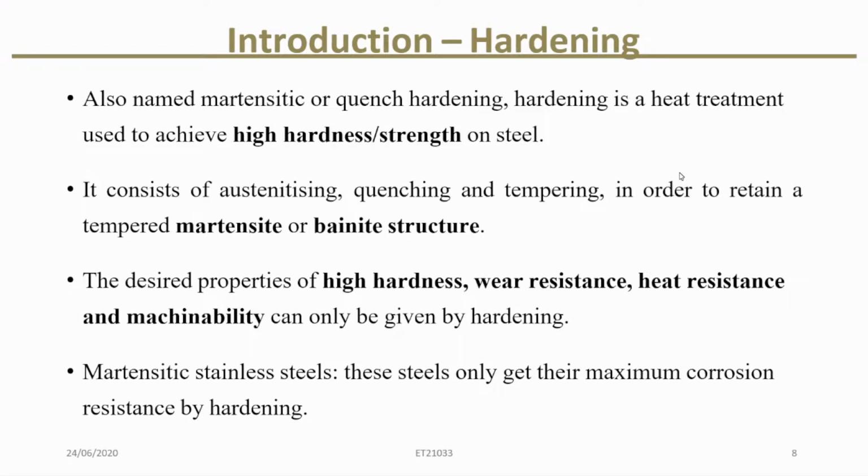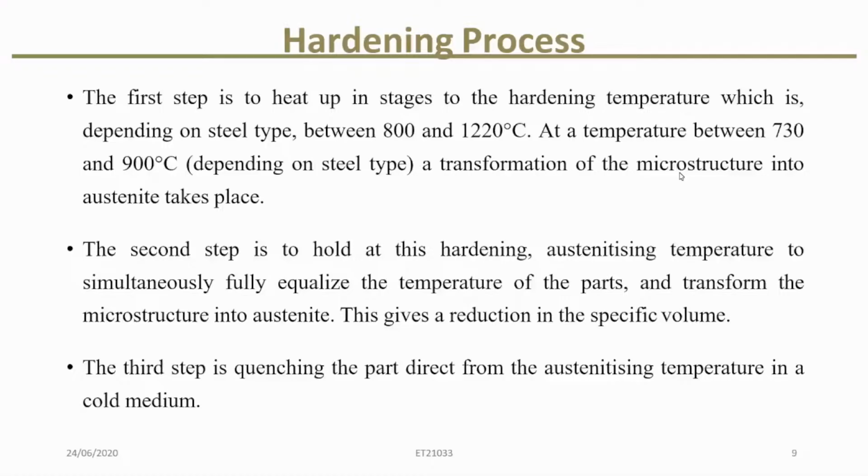Why do we do these things? Because only hardening gives the combo of high hardness, wear resistance, good hot strength, and workable machinability after temper. And for martensitic stainless steel, you actually get maximum corrosion resistance. The internal structure changes to austenite. Okay, think of this as getting the steel into a ready to harden state.